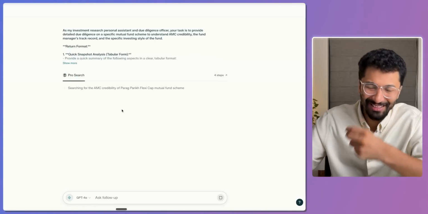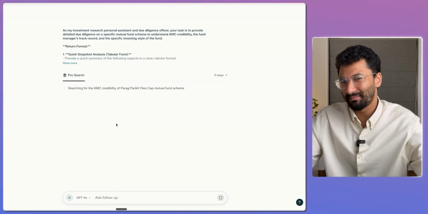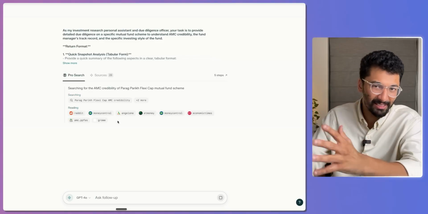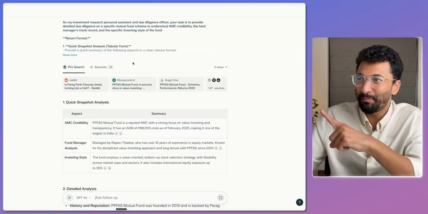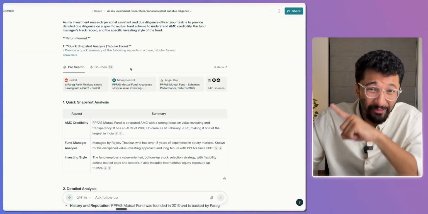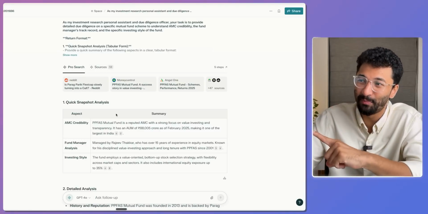So in just a matter of a few seconds, at times a minute, you get a very detailed summary and we'll exactly know what it is. So here we go, right? Perplexity has gone through 50 sources and has generated this report for us.